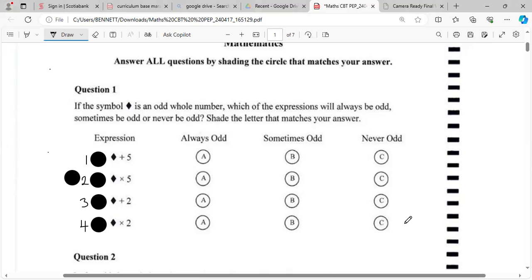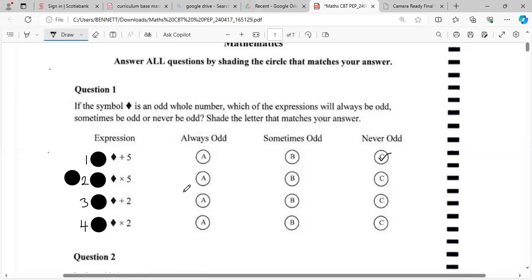All right, this is what I expect you to do. Question 1. If the symbol is an odd whole number, which of the expressions will always be odd, sometimes odd, or never odd? Read the heading, guys. Shade the letter which matches. All right, so for this one, it says it's never odd. What's the next one for times 5?